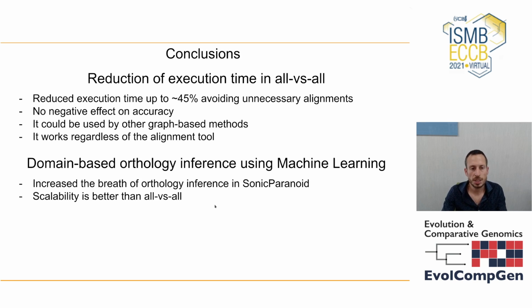So in conclusion, in these two parts, we did two things. We reduced execution time in all-versus-all alignment by up to 45% by simply avoiding unnecessary alignments. The nice thing is that it doesn't seem to affect the predictions negatively, and I think it could be used by other graph-based methods. For the domain-based, we have increased the amount of orthologs we are predicting when we merge with the graph-based, and I think the scalability is nice, and I can actually improve it even more.